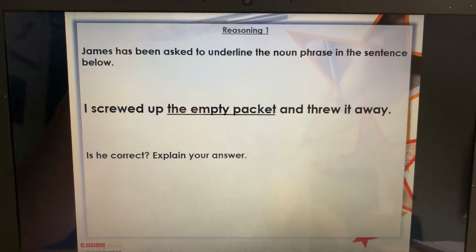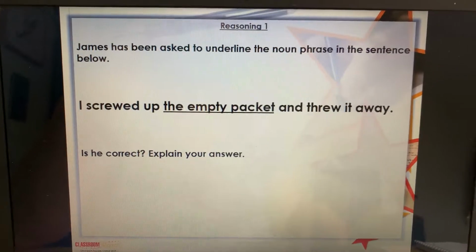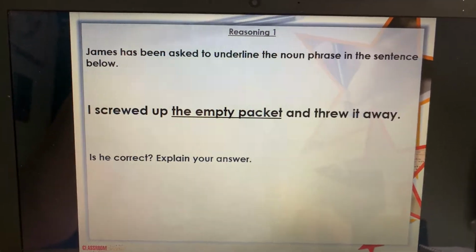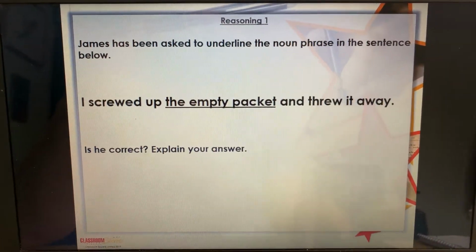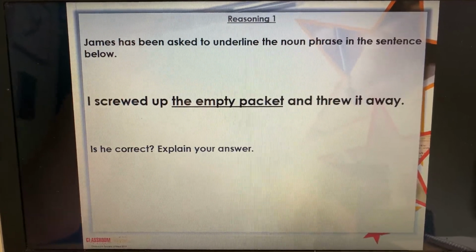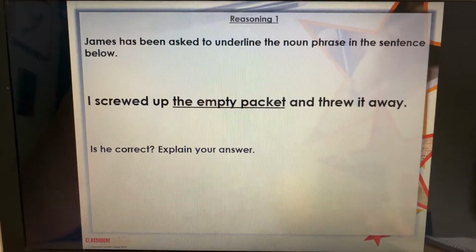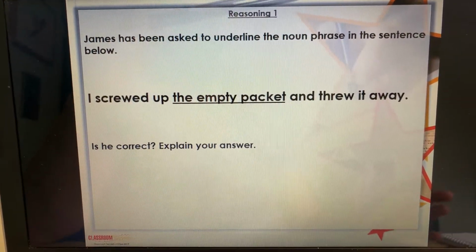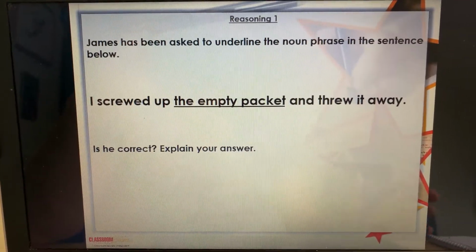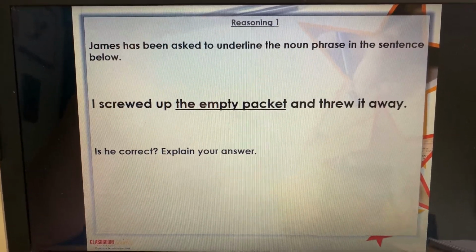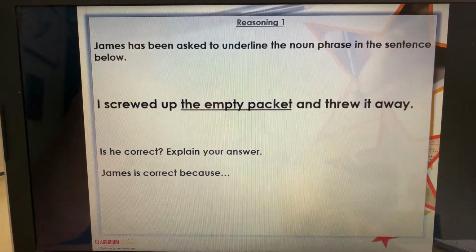And last one. It says here, James has been asked to underline the noun phrase in the sentence below. I screwed up the empty packet and threw it away. Is James correct? So look at it. What's the noun in that sentence? I think it is packet. So that's definitely the noun. Is there a noun phrase there? We have an expanded noun phrase, the empty packet. I think he is correct. Yes, we've got it. Okay, right.